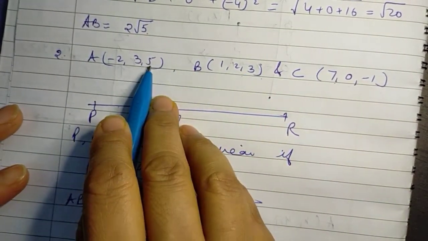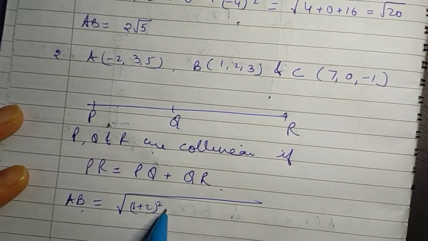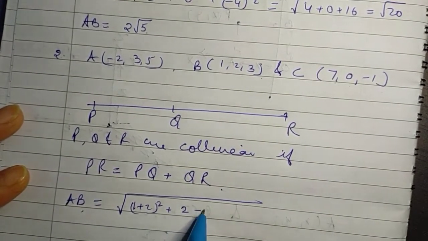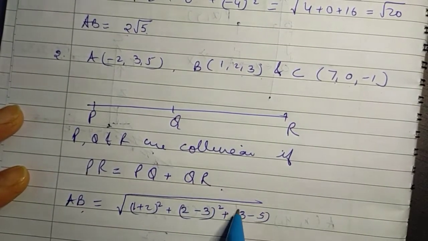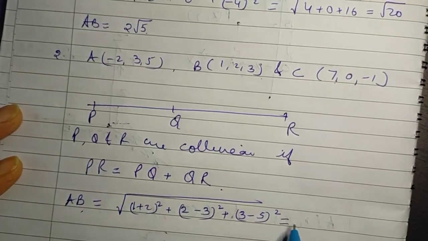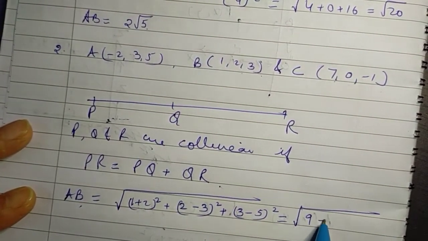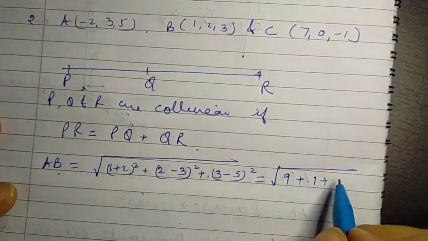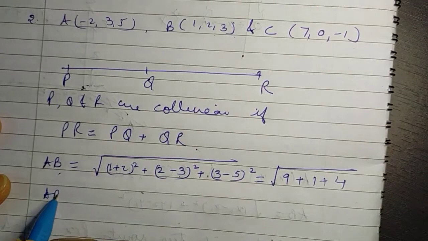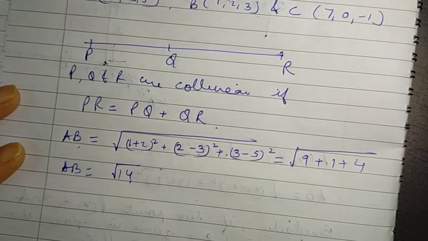So x2 minus x1 is 1 plus 2 whole square, plus y2 minus y1, plus z2 minus z1 whole square, which comes out to be square root of, now this is 3 square, which is 9, plus minus 1 square is 1, plus minus 2 square is 4, and AB comes out to be square root of 14.